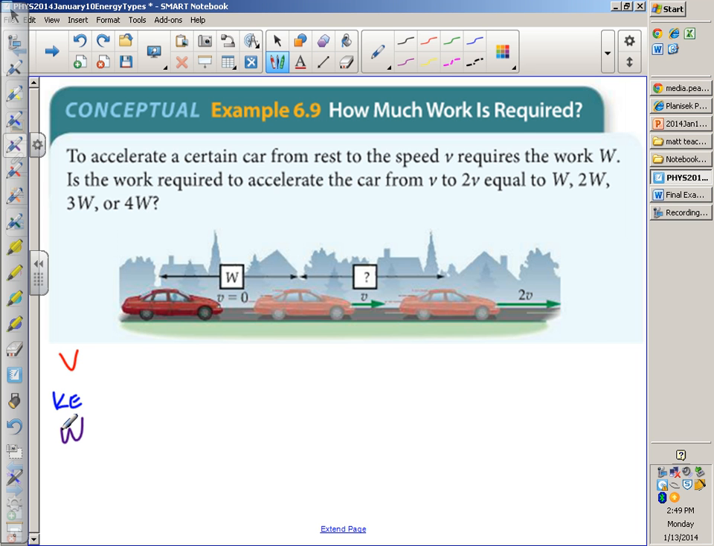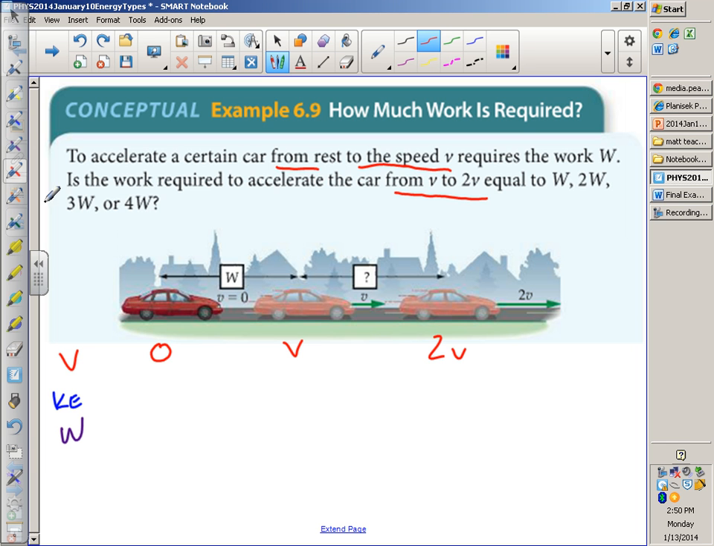All right, so let's discuss. Let's take care of our velocities here. It tells us that this car starts off how? From rest, right? So that means here, the velocity is 0. And then it goes to the speed v. So here, it's going v. And then it goes from v to 2v. So here, its velocity is twice as much, or 2v. Got that? Good? Okay.